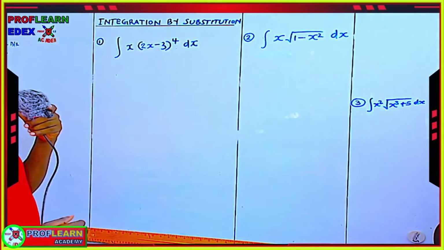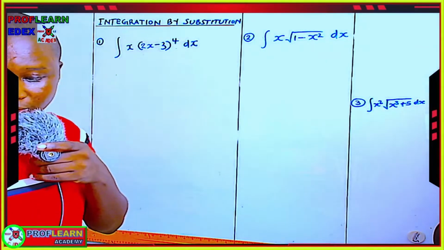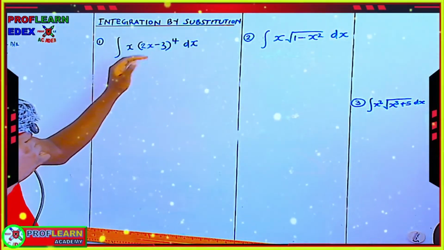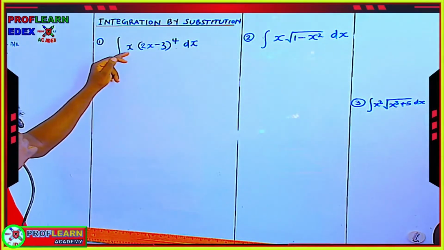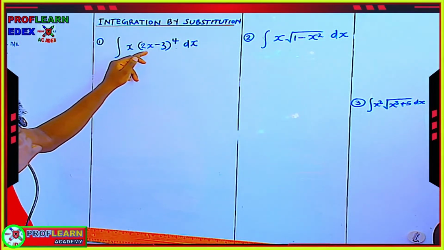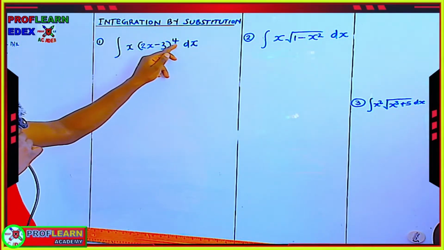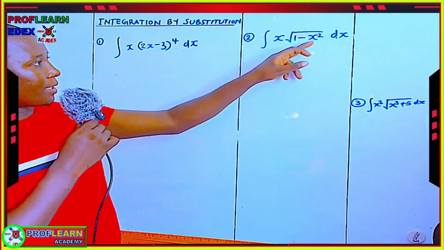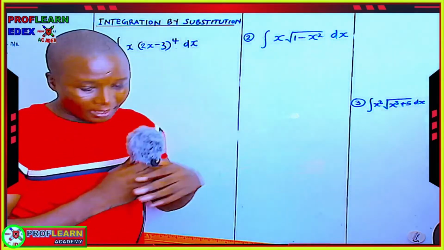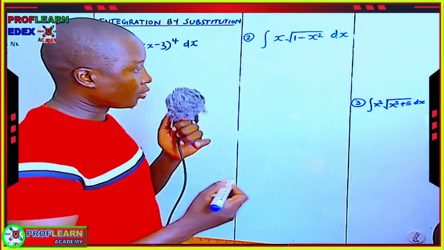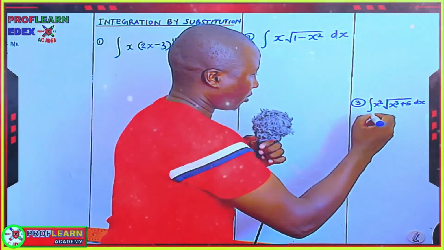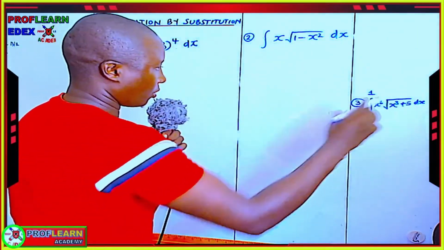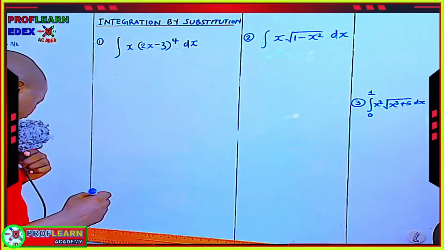In this video, we're going to have this discussion of integration by substitution. How can you work out the integral of x into 2x minus 3 raised to power 4? How can you work out x square root of 1 minus x squared dx? And finally, how are you going to work out this with 0 all the way to 1? So I'll show you this, but let us begin from here.